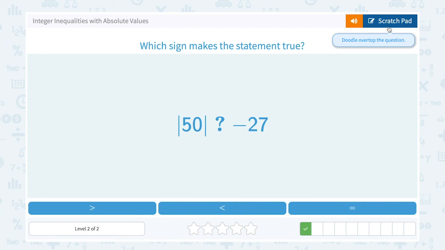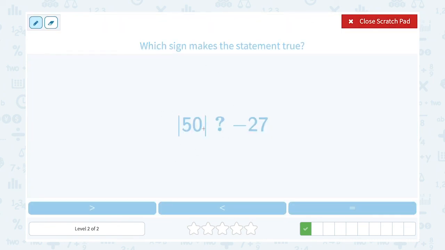The absolute value of 50 compared to negative 27. Okay, well, the absolute value of 50 is 50, right? 50 is 50 units to the right of zero. And that's a positive number, so it's going to be greater than our negative 27.